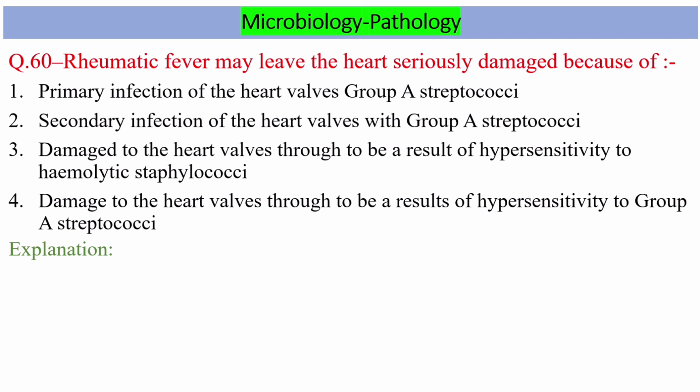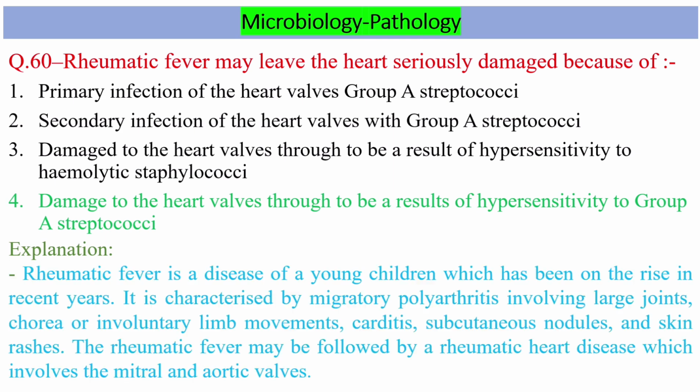Rheumatic fever may leave the heart seriously damaged because of: primary infection of the heart valves by group A streptococci, secondary infection of the heart valves with group A streptococci, damage to the heart valves thought to be a result of hypersensitivity to hemolytic staphylococci, damage to the heart valves thought to be a result of hypersensitivity to group A streptococci. Correct option is damage to the heart valves thought to be a result of hypersensitivity to group A streptococci.